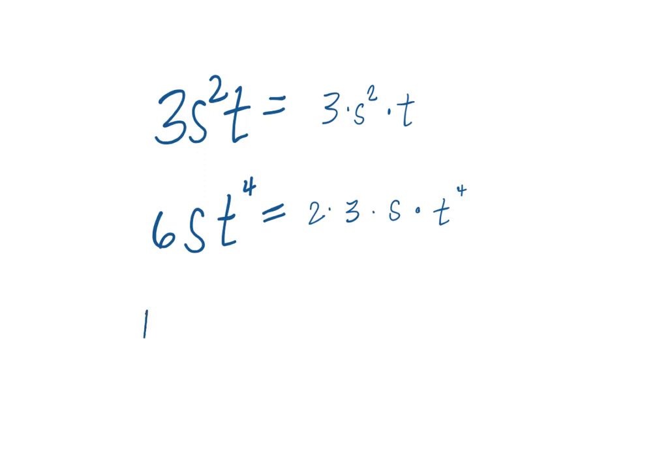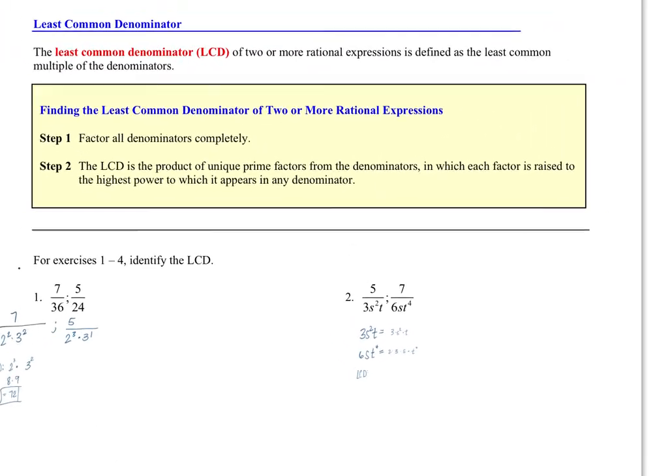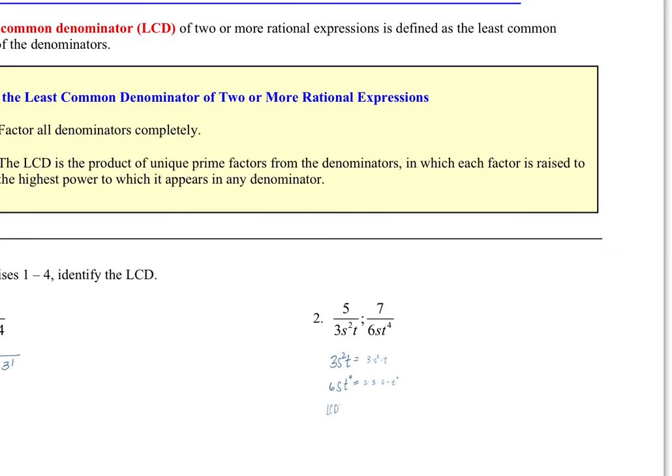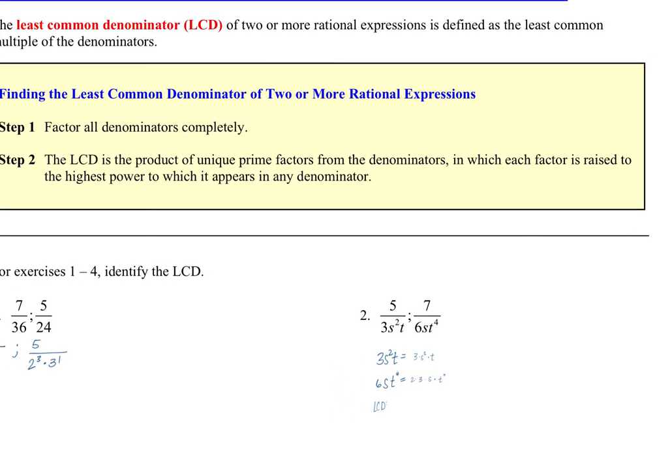So when building that LCD, let's back up and read how to do it. Step 1, factor all denominators completely. I did that, okay? We factored 3 and 6, and it's factored completely. So when building the LCD, I want to write the product of all the unique prime factors in the denominator. Unique means all the different bases that we see, okay? And we want to raise each factor to the highest power that it appears in any denominator.